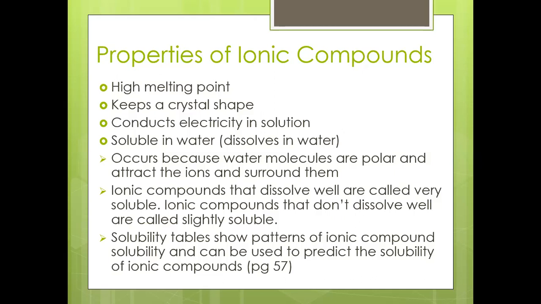Ionic compounds that dissolve really well are called very soluble. If they don't dissolve very well, if only a little bit of them dissolve, then they're considered slightly soluble. And you do have to be able to predict whether an ionic compound is very or slightly soluble based on a solubility table. So let's look at how that would work.